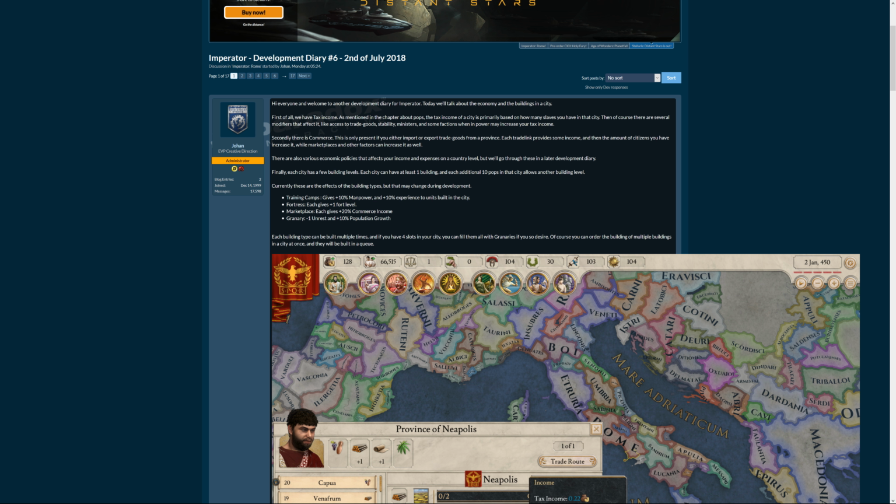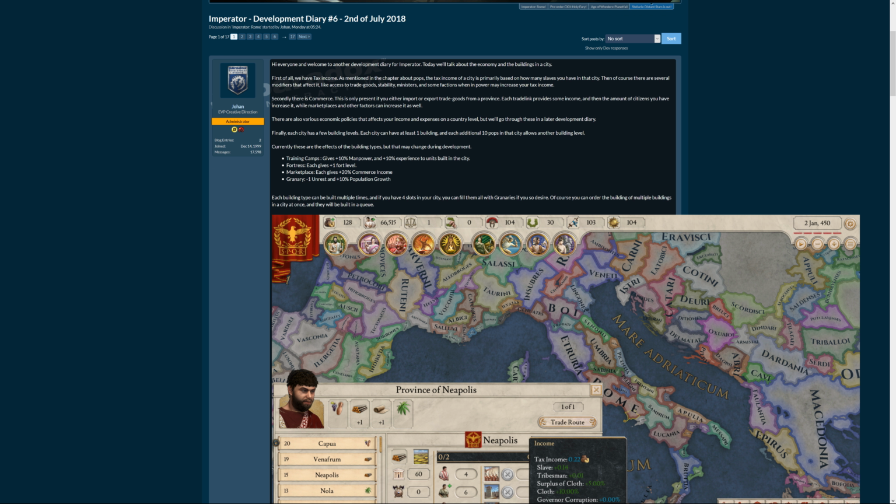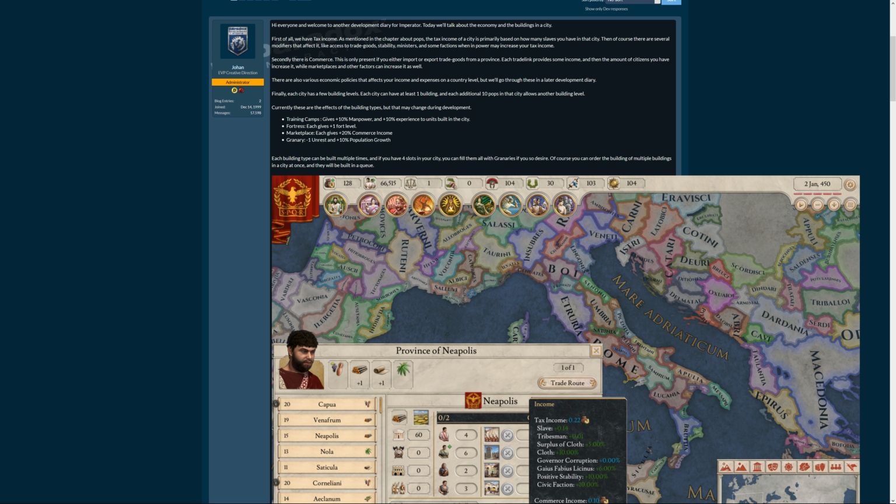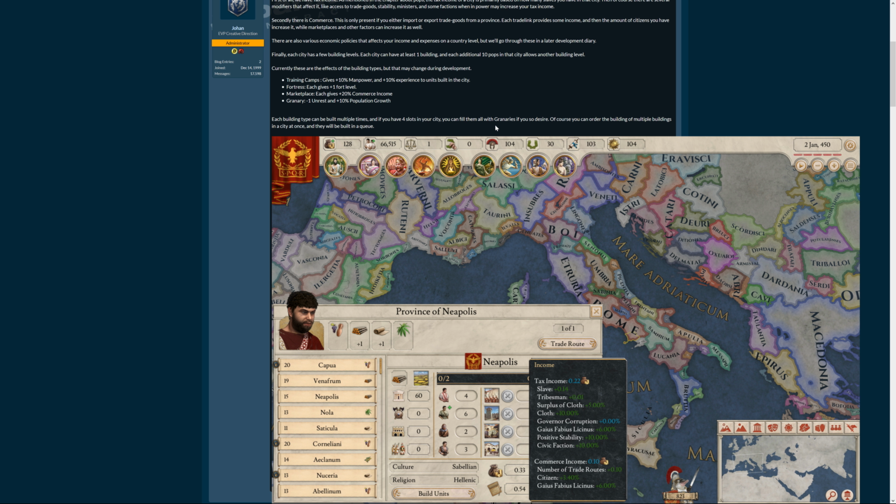Tax income of a city is based on how many slaves you have in the city primarily. Then there are several modifiers that affect it, like access to trade goods, probably trade routes, stability, as you might remember from EU4, then ministers probably giving some bonuses, and some factions, when in power, that may increase our tax income. If the patricians are in power, for example, that might increase the tax income.